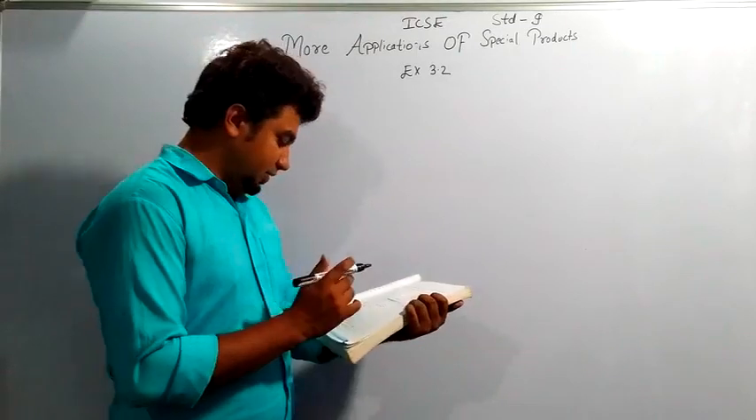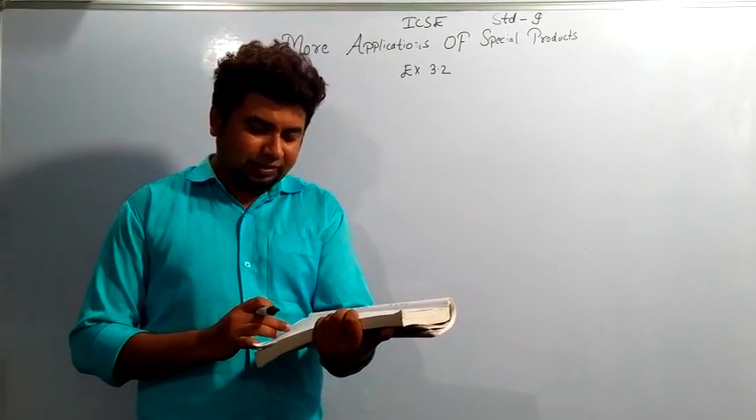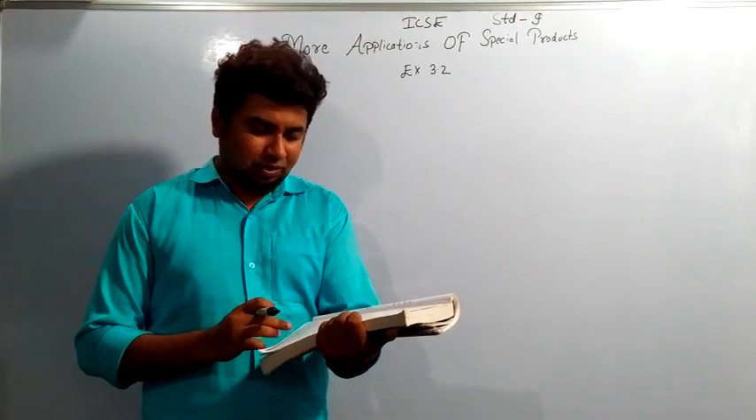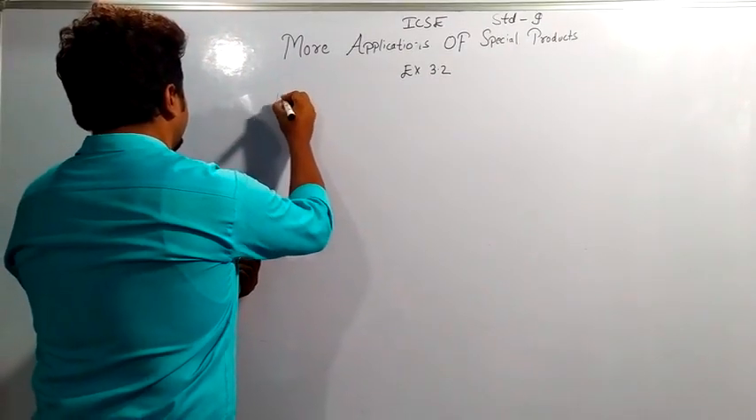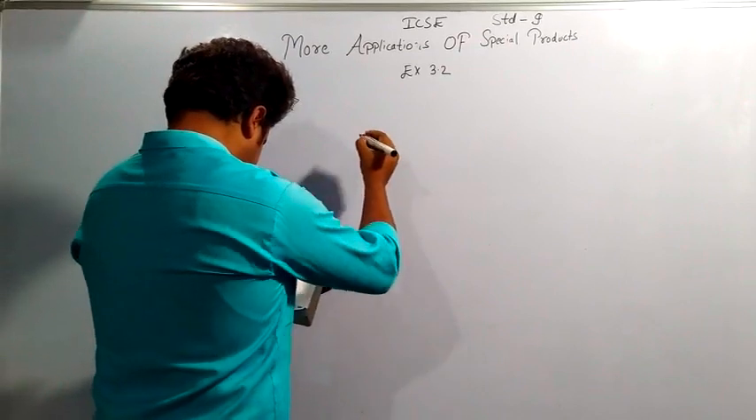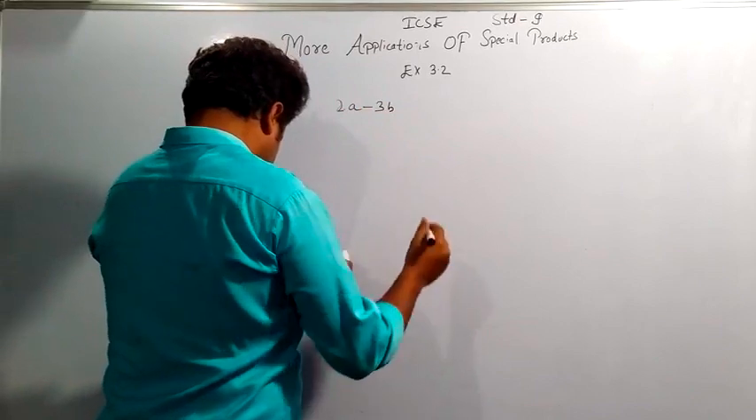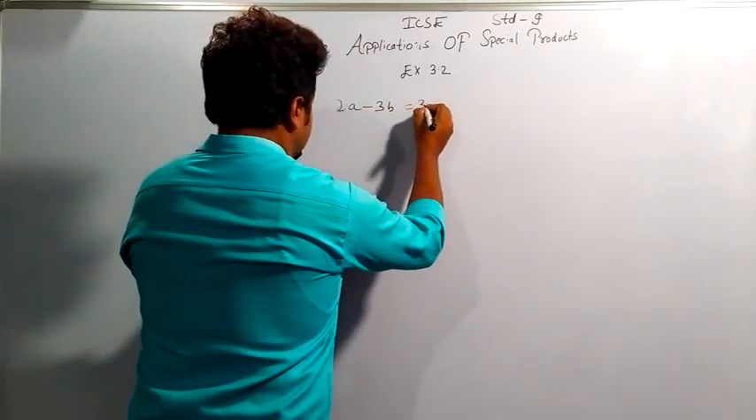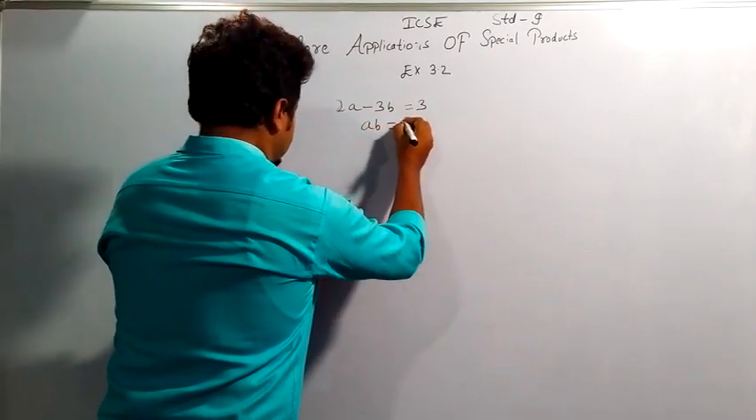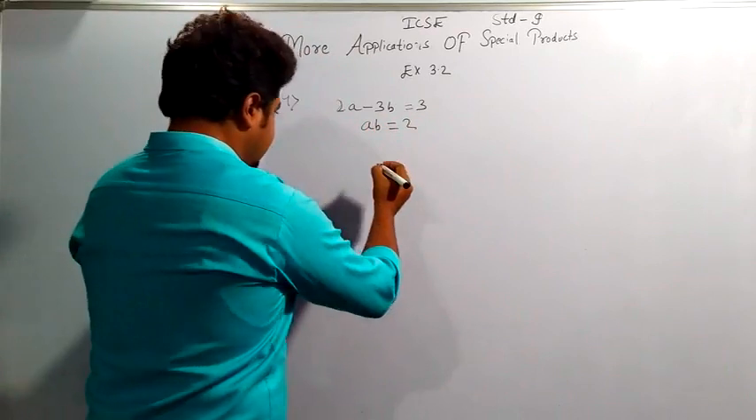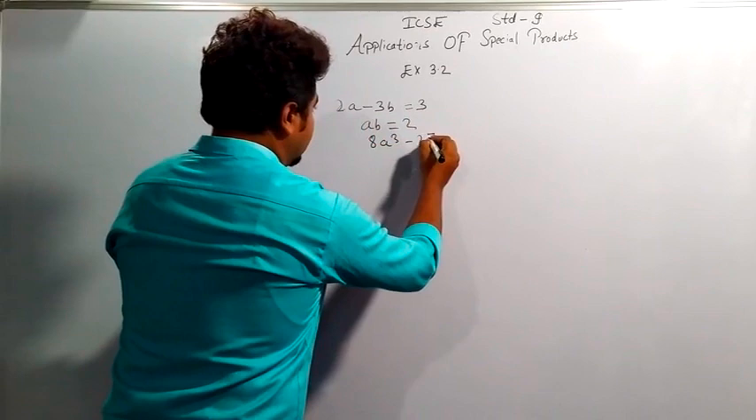Okay. Question number 14. If 2a minus 3b is equal to 3 and ab is equal to 2, find the value of 8a cube minus 27b cube. So it is given 2a minus 3b equal to 3. This is given to us, and ab is equal to 2. And 8a cube minus 27b cube, we have to find this value.